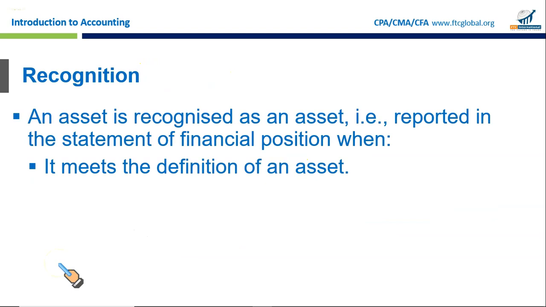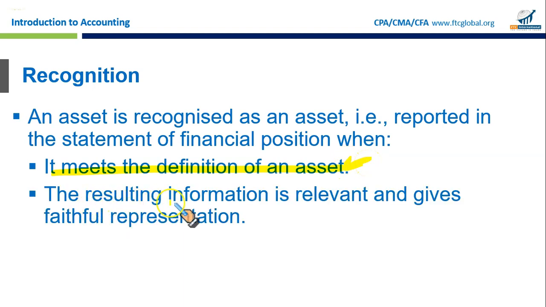So when do we recognize an item as an asset? First, when it meets the definition of an asset. Means a resource must qualify as an asset. Means it is controlled by the business and expected to bring future economic benefits. For example, a company buys a machine that will be used to produce goods for sale. So it must qualify as an asset.